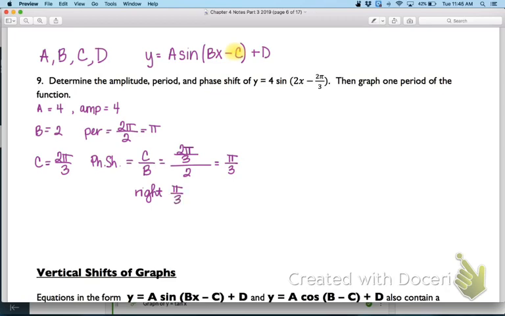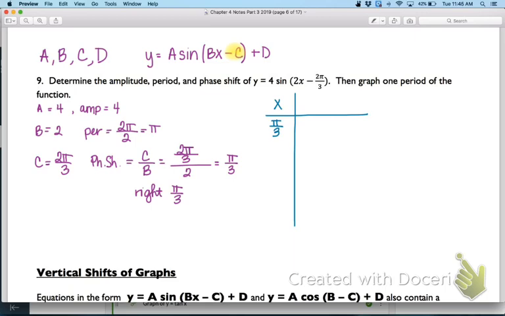Okay, now the phase shift changes the starting value of your table. So when you looked at the parent functions, we were looking at starting at 0 and a period from 0 to 2 pi. So we divided it up in terms of pi halves. It's going to be a little bit different here with the transformations. So the first thing that we know when we set up this table is our x's are going to start at pi thirds because that is the phase shift.